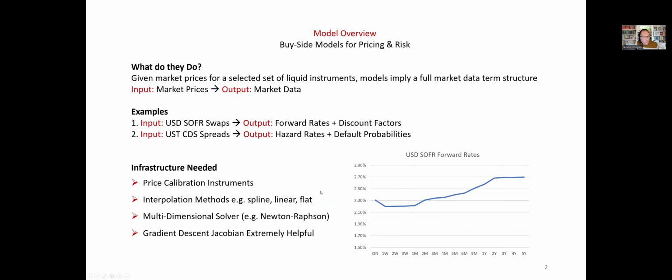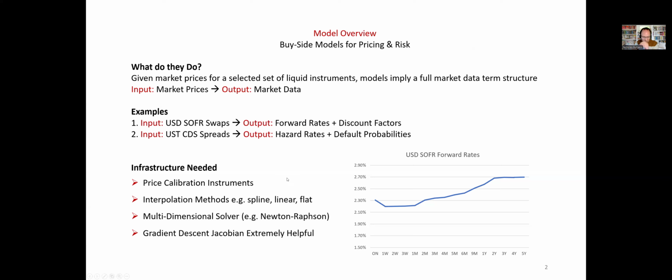So let's move on. So a model overview for buy-side models for pricing and risk. So what do the quant models do? What is their purpose? What are they and what do they do? So like I said, given a set of market prices for a set of liquid instruments, we imply a full market data term structure. Okay, that's a bit of a mouthful. What do I mean by that?